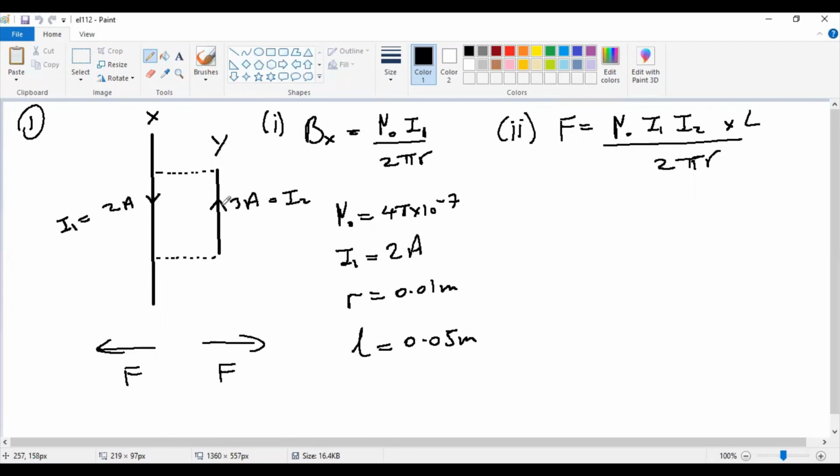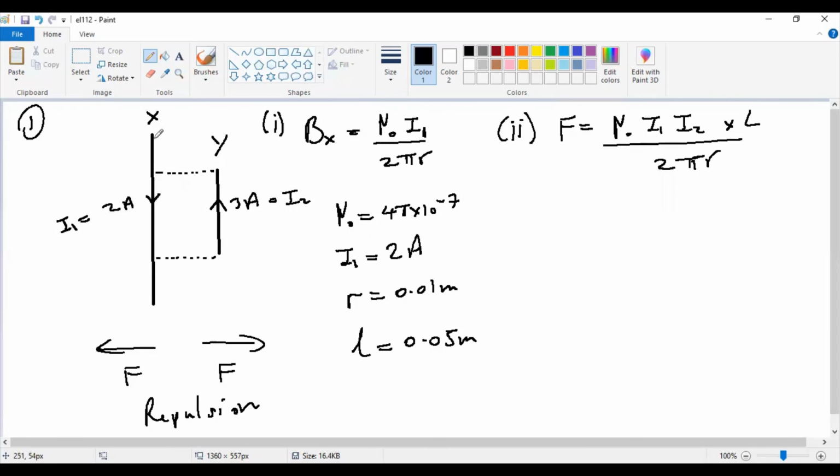Since the currents are pointing in opposite directions, we know that there is going to be a force of repulsion between the wires from theory. What they want us to do is calculate the magnetic field due to the wire X.